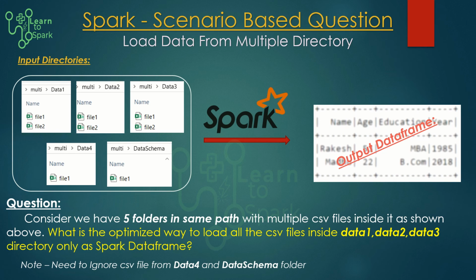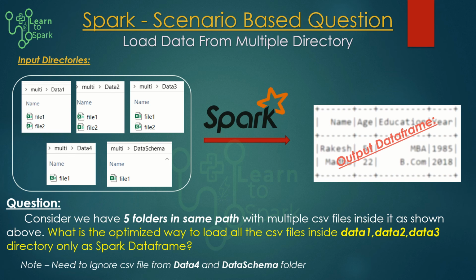Our requirement is to find an optimized way to load all the CSV files inside data1, data2 and data3 alone into a Spark data frame. Note the point: we need to ignore the CSV files inside data4 and data schema, and load into a Spark data frame only data1, data2 and data3. So let us see what are all the ways available to make this happen and what is the optimized way to do this. We will use a Jupyter notebook for our demo.